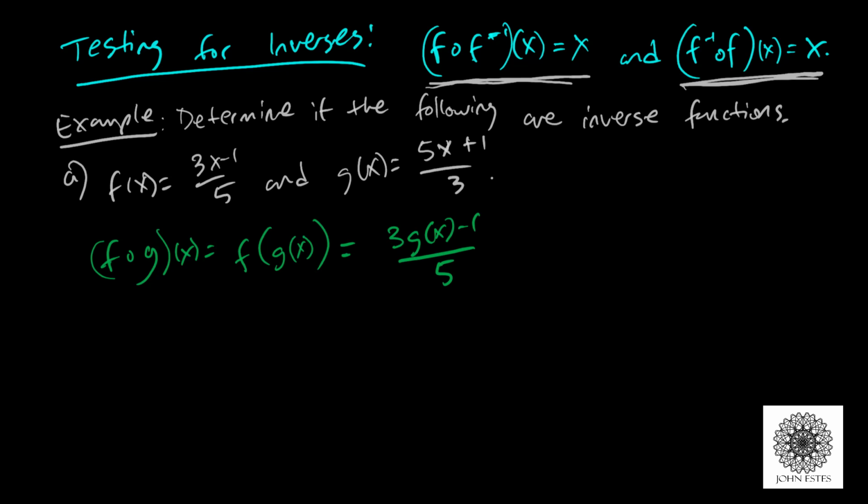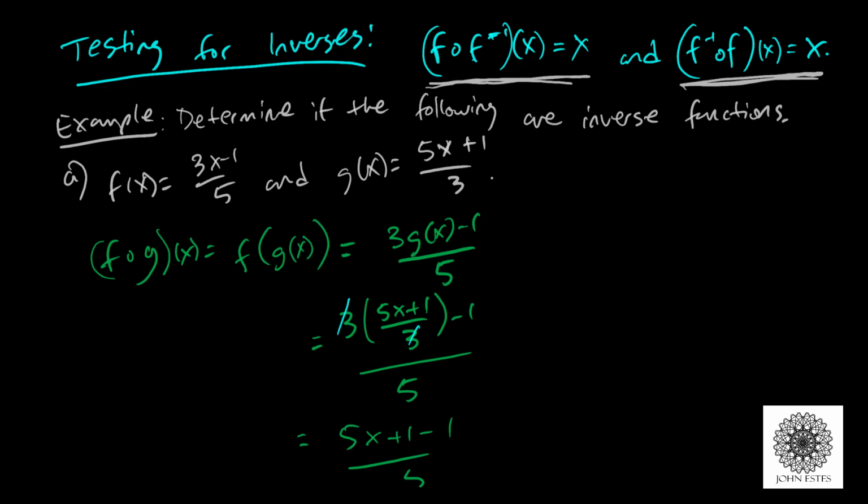Okay, from here it might get a little ugly, but I think this is going to work out okay. I have (3 times (5x plus 1) over 3, minus 1) all over 5. Now notice here the 3's cancel. When I cancel those out, I end up with (5x plus 1 minus 1) over 5, which is going to be (5x plus 0) over 5. Here the 5's can cancel out, and I end up with simply x. They are inverses. g of x is actually f inverse, and f is actually g inverse.